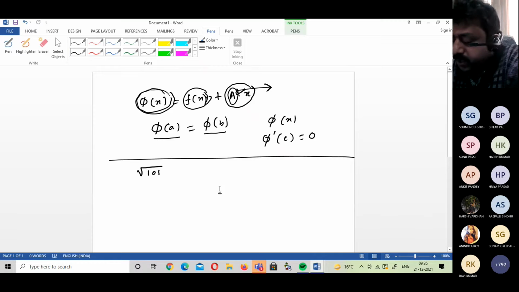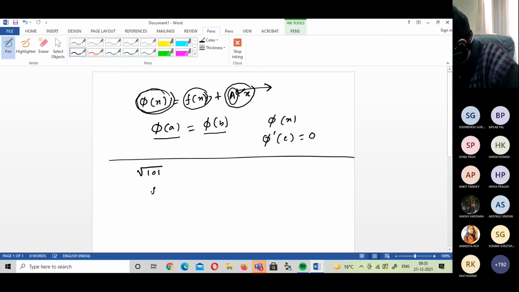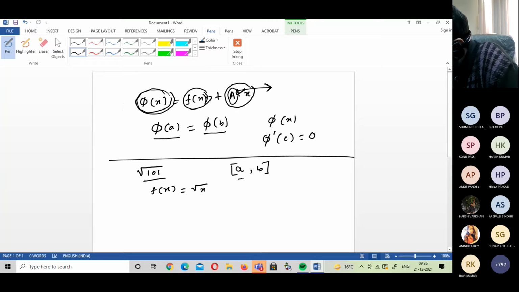Next is root over 101. What you have done? You have first of all assumed that f of x is root over x, similar to the value that you have to calculate. Then you have to fix the interval AB. You have to start from some known value. So for 101, root over 100 is known to you, that is 10. And you have to calculate f of b, that is f of 101.